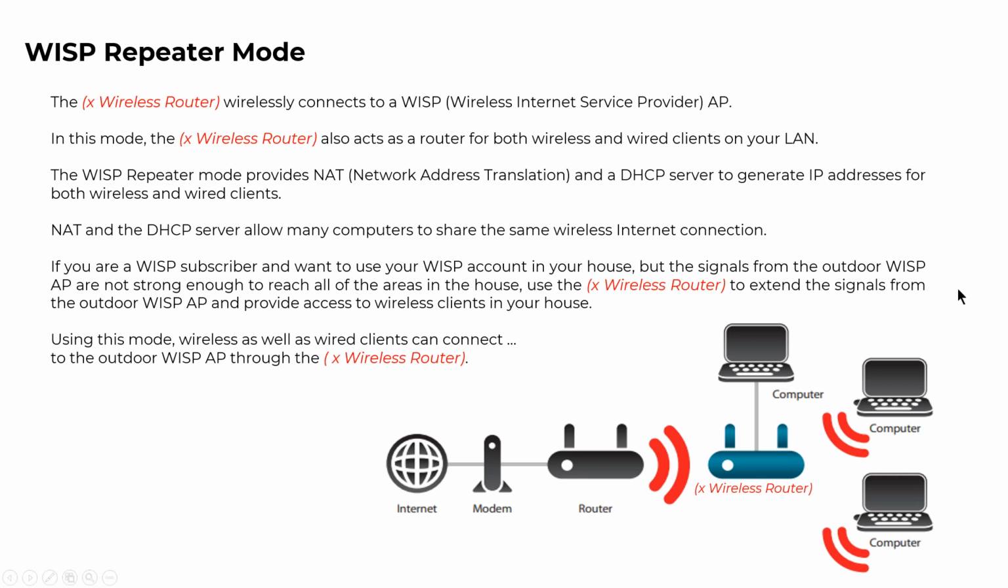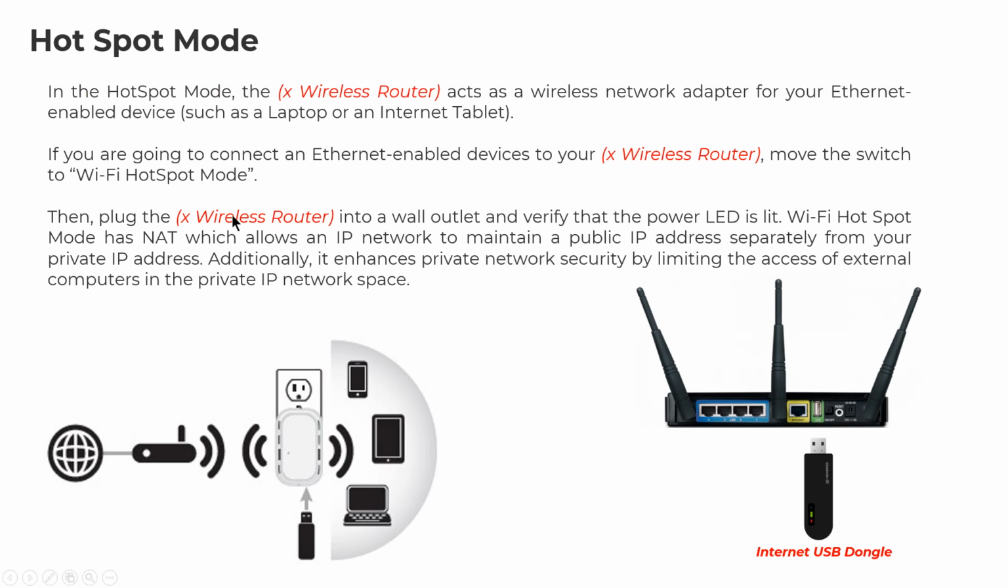Okay, let's move to the hotspot. The hotspot mode is like, for example, we have a smartphone nowadays, and some of our friends don't have internet or they are out of a data package, so we just enable hotspot mode and we can access the internet for a while to check our emails and messages. In the hotspot mode, as you can see, this USB dongle is connected to this wireless device, and the internet is coming through this USB dongle.